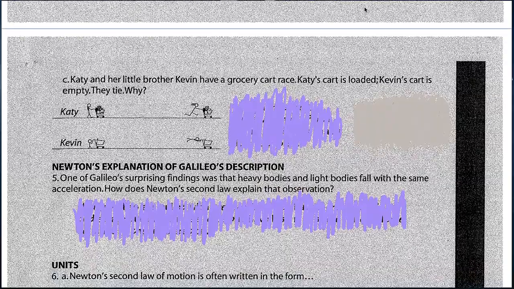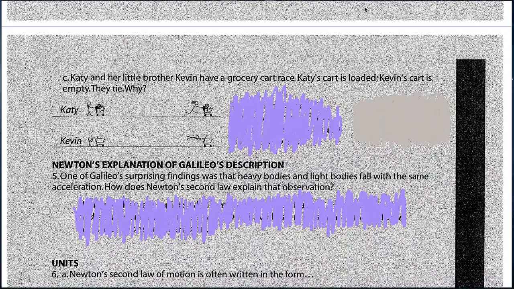Okay, so our third example, we see that Katie has her loaded down cart. We see that Kevin has developed the ability to fly now, and we want to figure out why they tie. Okay, so let's do what we've done, and we're going to draw some equations to figure this out. So we've got Katie, we've got Kevin. So we said that Katie was stronger, so she has a big F net, and Kevin has a little F net. He's not as strong.